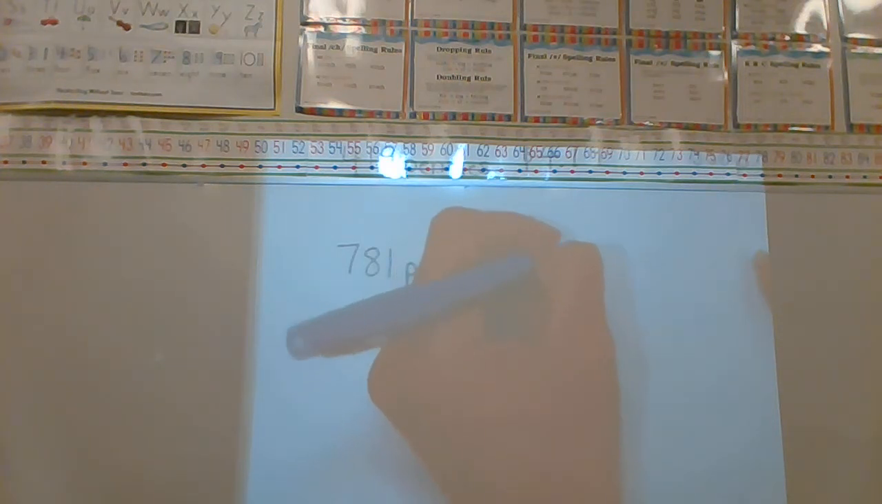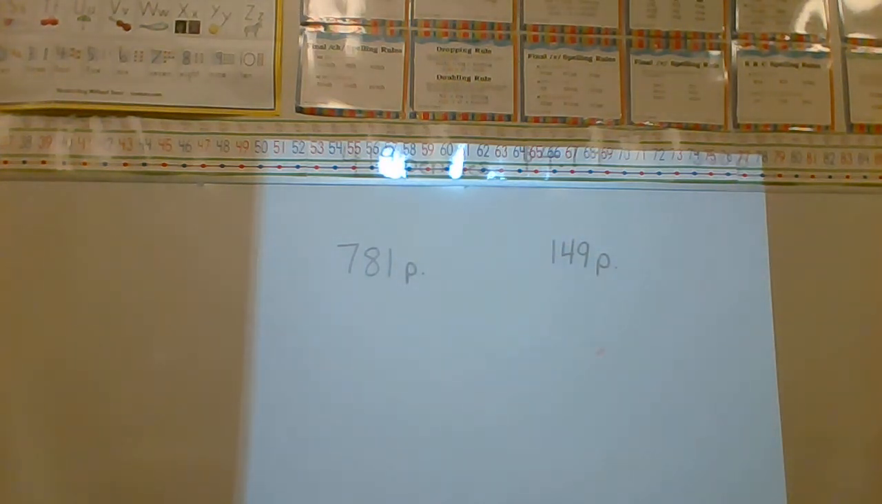If we had 781, I'm going to just do P for pennies as a shortcut, okay? And I want to give 149 of those pennies away to my friend. How many pennies do you think I'll have left? Does anybody have an estimate or a best guess?